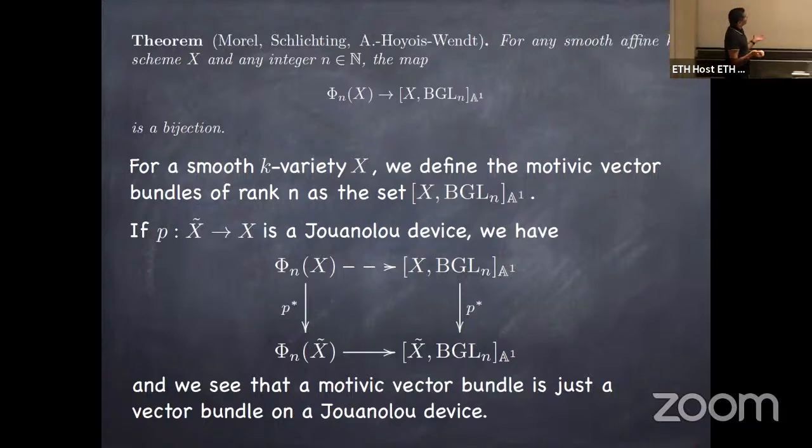And so this set of homotopy classes of maps is going to be called the set of motivic vector bundles of rank n, and we'll use this as an intermediary in what we talk about later. So a motivic vector bundle, therefore, is just an actual vector bundle, or an isomorphism class thereof, on some Jouanolou device over X.